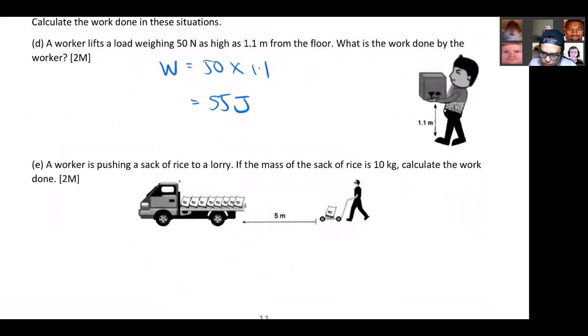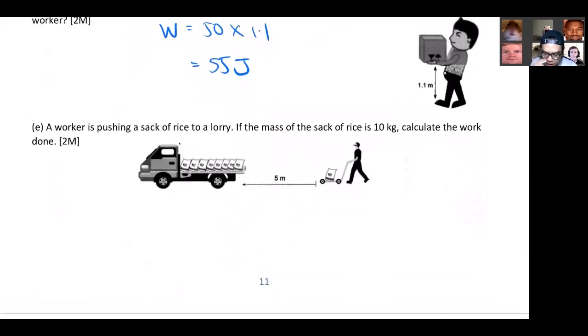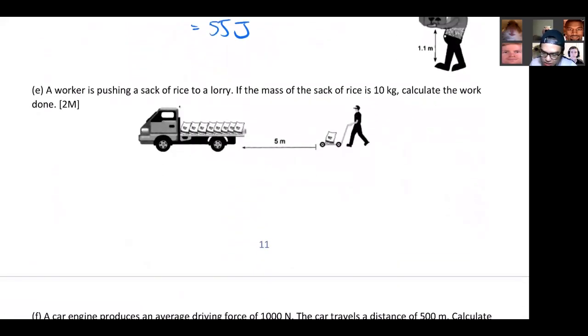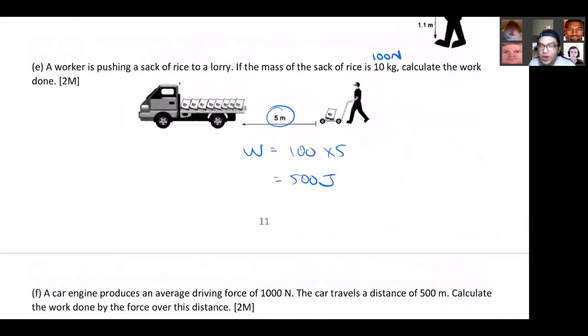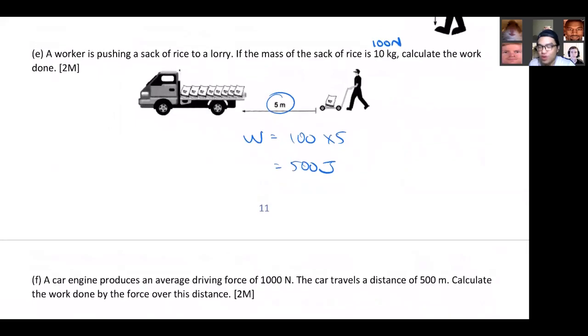Next, E, a worker is pushing a sack of rice. One bag of beras is 10 kg, which is 100 Newton. Calculate the work done for 5 meters. So work done equals 100 times 5, you should get 500 joule. See, so easy. Easily you get 2 marks here. Maybe the 1 mark you get for conversion. 10 kg equals 100 Newton. Please make sure you write that.